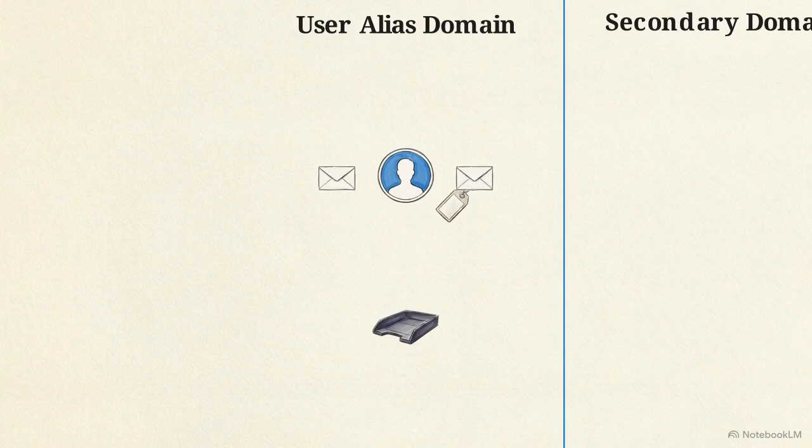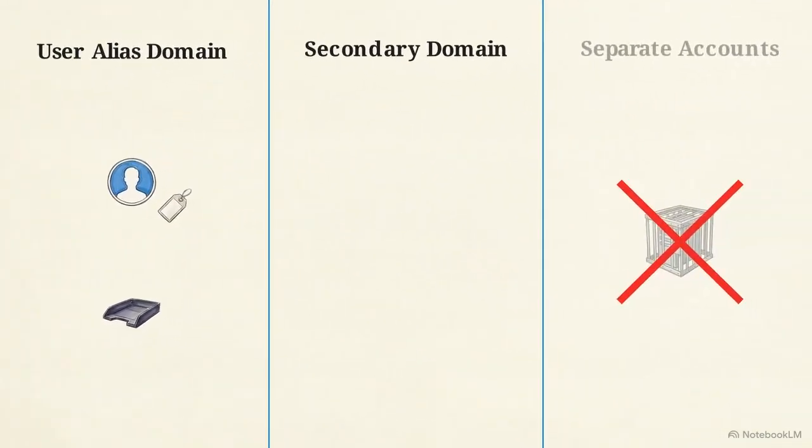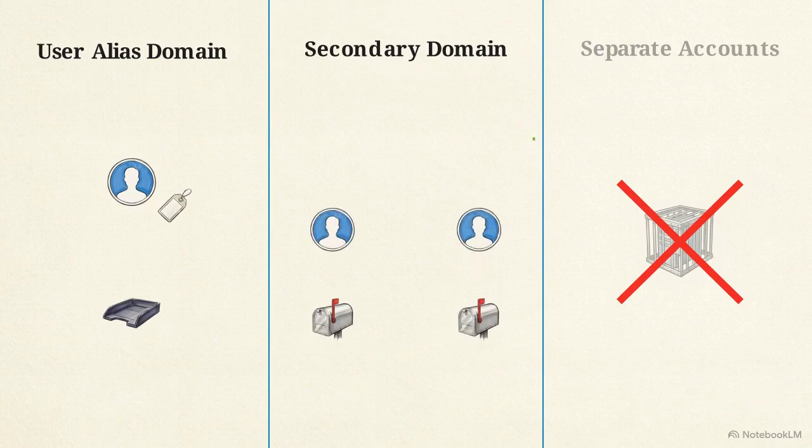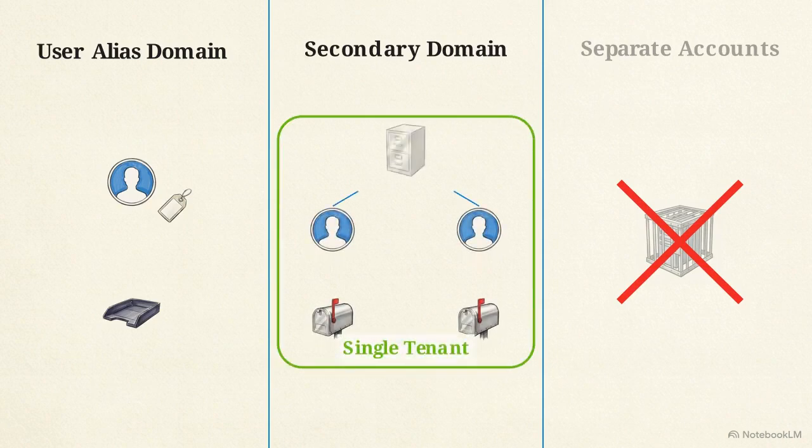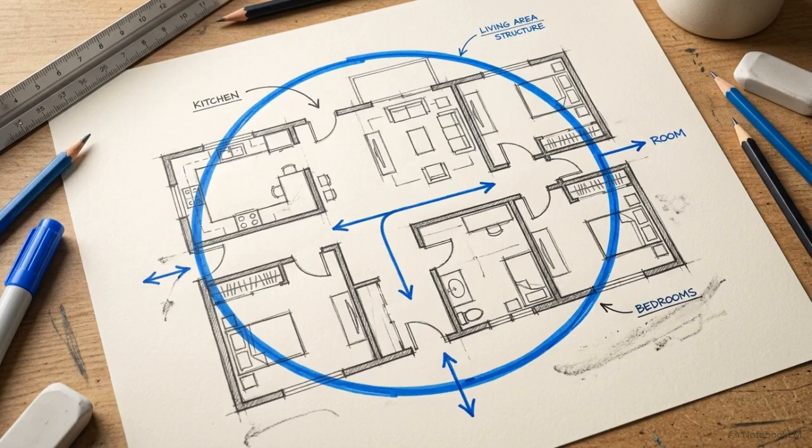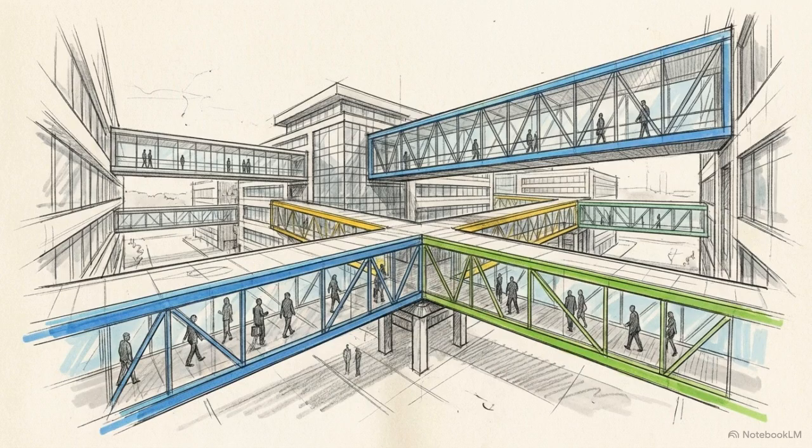Deploy user alias domains strictly to rebrand or provide alternate receiving addresses to your existing user base. Deploy secondary domains whenever you need to onboard distinct new user bases while keeping them integrated into your global directory. Success in this architecture requires shifting your IT focus away from domain boundaries and toward building a logical, scalable organizational unit structure. A unified cloud architecture is the essential technical foundation for frictionless institutional collaboration.